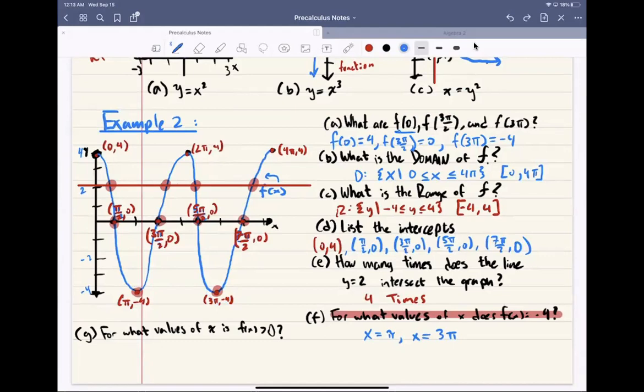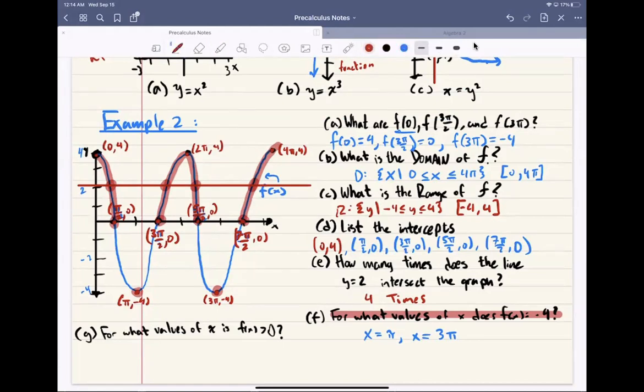And then for the last section, it asks us for what values of x is f of x greater than 0? This one's a little bit trickier, but basically it wants us to know at what points we are greater than 0. You'll notice we're going to be greater than 0 from here to here, from here to here, and from here. You see these highlighted areas? Those are the points where we're greater than 0. And we're going to write that in interval notation, okay?